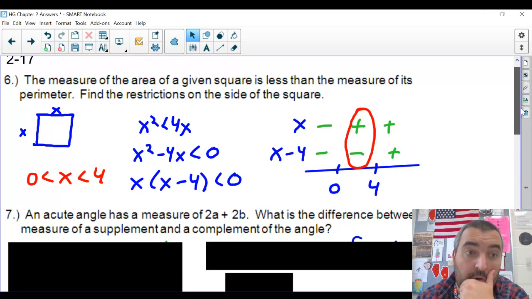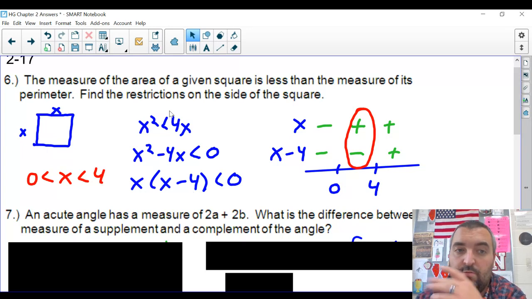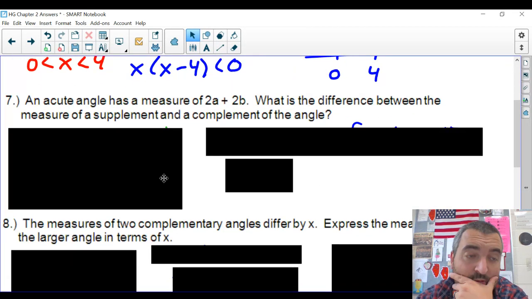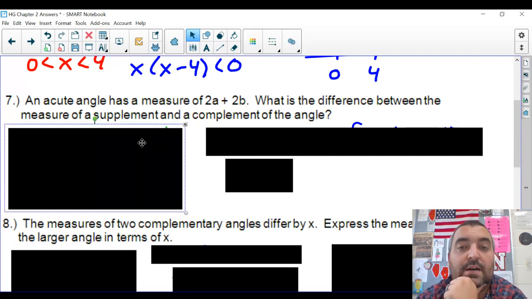So any number between 0 and 4 would give us this statement to be true, that our area would be less than our perimeter. All right, number 7, an acute angle has a measure of 2a plus 2b. What is the difference between the measure of the supplement and a complement of the angle?